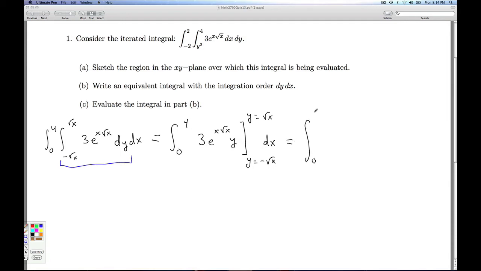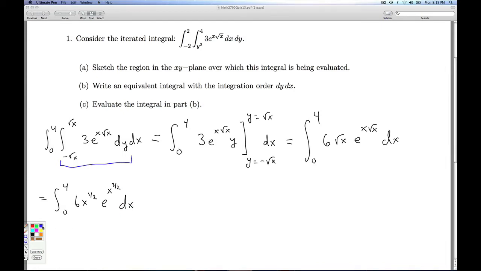So this is going to be the integral from 0 to 4. When you substitute in square root x and then subtract what you get when you substitute in negative square root x, the square root x's double up. They multiply the 3 to give you 6 square root x e to the x square root x dx. And it looks like we're going to need a substitution here, so I'm going to rewrite all these radicals with fractional exponents. This is the integral from 0 to 4 of 6x to the 1/2 e to the x to the 3/2 power dx.